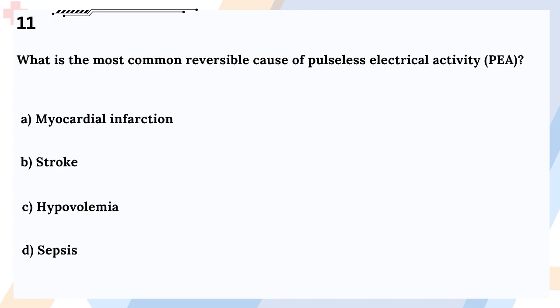Question 11. What is the most common reversible cause of pulseless electrical activity, PEA? A. Myocardial infarction. B. Stroke. C. Hypovolemia. D. Sepsis.